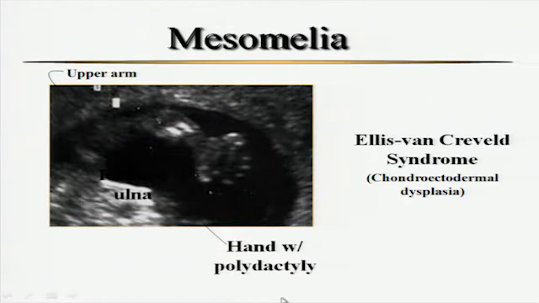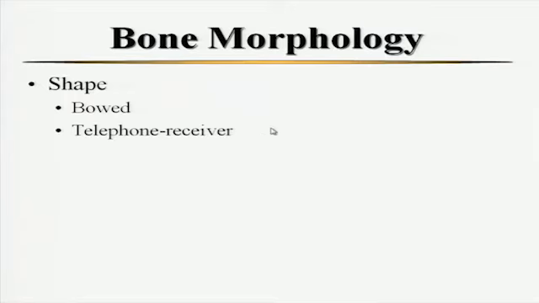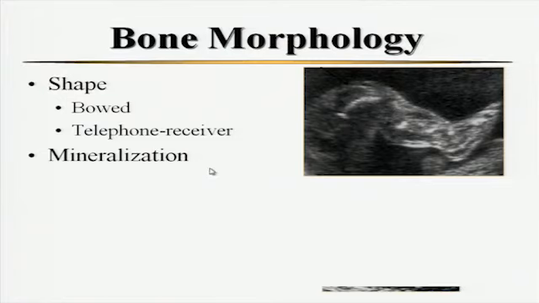So with mesomelia, again, when we're looking at any of these skeletal dysplasias, start looking for polydactyly. A lot of these can be preaxial polydactyly, and these are the babies when they're born. Bone morphology, again, the shape: is it bowed? Does it look like a little telephone receiver? What is the mineralization? Do I have good shadowing behind it?